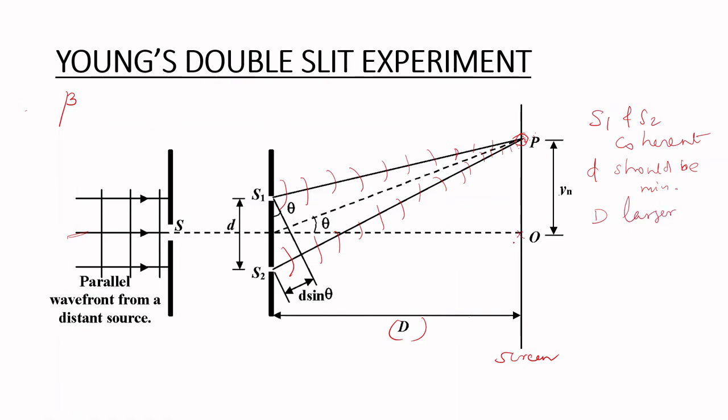So these are the three conditions for sustained interference pattern. S1 and S2 must be coherent. d should be a minimum distance. D should be at a larger distance compared to small d. Now O is the center of the slit, center of the screen, and P is a point at a distance yn. Now we will find an expression for bandwidth beta. So next we'll write here the expression for bandwidth.